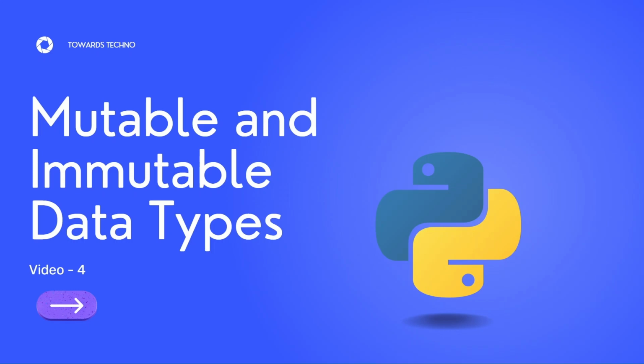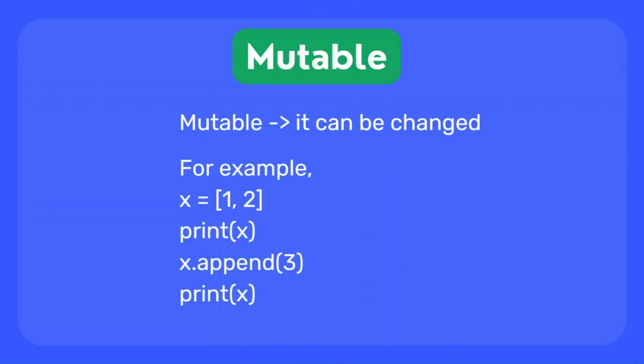Hello and welcome to this video where we will be looking into mutable and immutable data types. So an object is called mutable if it can be changed. For example, when you pass a list to some function, that list can be changed.